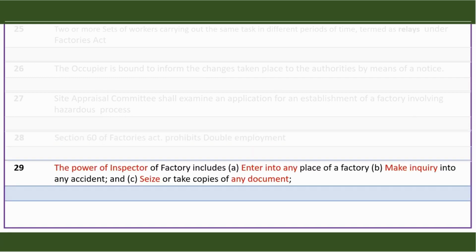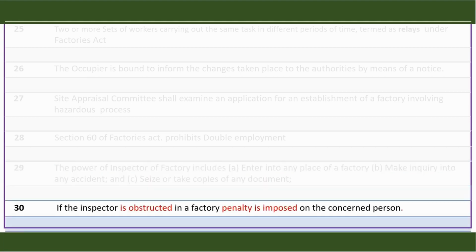There are inspectors who are authorized officials under the Factories Act. They have wide powers. They can enter any place of the factory. They can make enquiry into any accident which has happened inside the factory. They can seize and take copies of any document which they require and which is available in the factory. And it is obligatory on the part of the occupier of the factory not to obstruct the inspector. Anyone who obstructs an inspector attracts the penalty prescribed in the Factories Act.